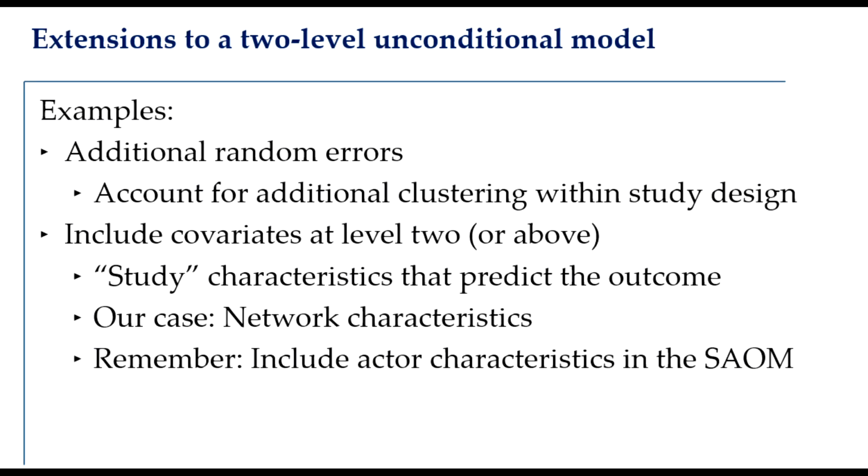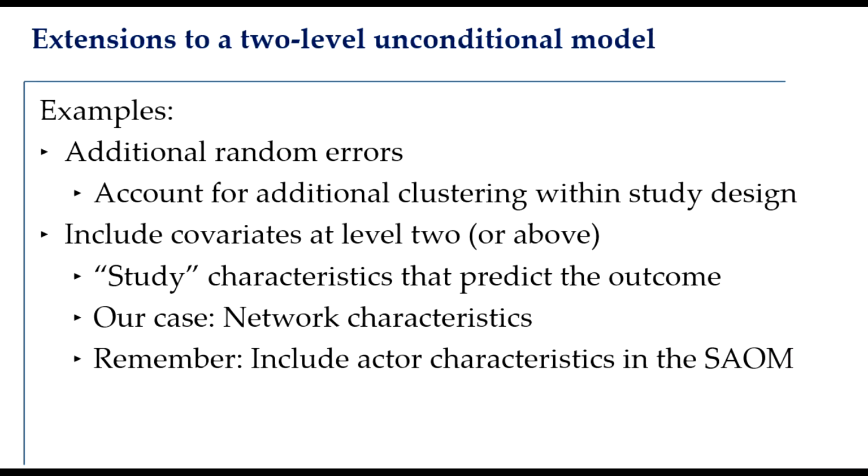The variance known model I just showed was an unconditional model, so there were no covariates included in the model, and it was just a two-level model. But it's straightforward to extend this model just as you would any other multi-level model. I mentioned earlier that the data I use come from a study where data were collected from grade cohorts within schools, and some of the grade cohorts come from the same school. So I add an additional random error to account for that clustering within the study design.